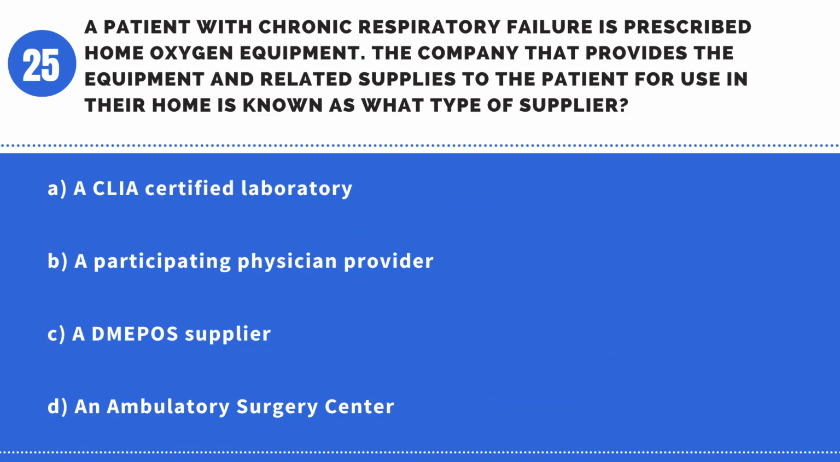Question 25. A patient with chronic respiratory failure is prescribed home oxygen equipment. The company that provides the equipment and related supplies to the patient for use in their home is known as what type of supplier? A. A CLIA-certified laboratory. B. A participating physician provider. C. A DMEPOS supplier. D. An ambulatory surgery center.